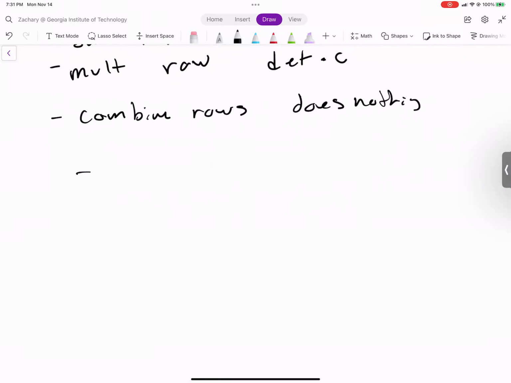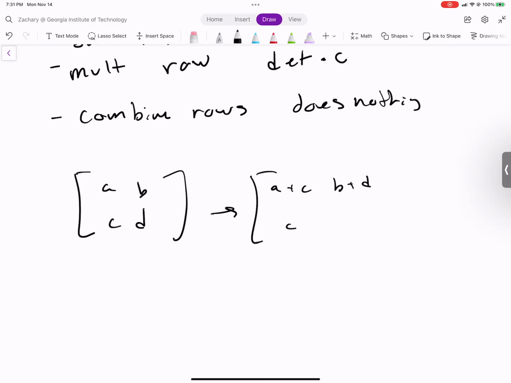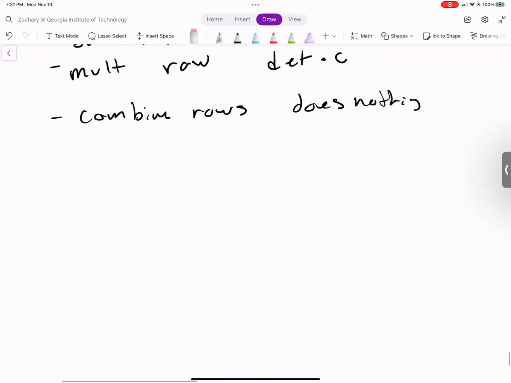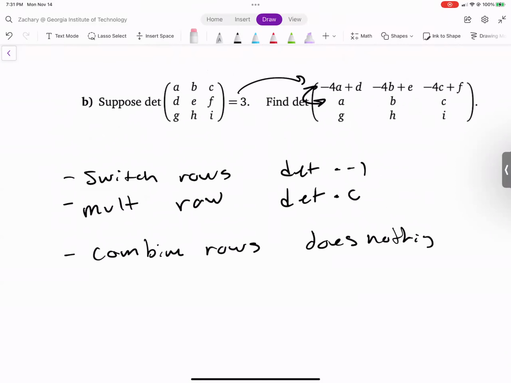Just to show how that works real quick. A, B, C, D. From here, we have A plus C, B plus D, C, D. That's actually not a great example, but just take this that whenever you add rows to other rows, absolutely nothing happens, okay? So all we're doing from this one to this one is essentially switching a row. So we multiply by -1. So this is equal to -3, okay? Other questions?